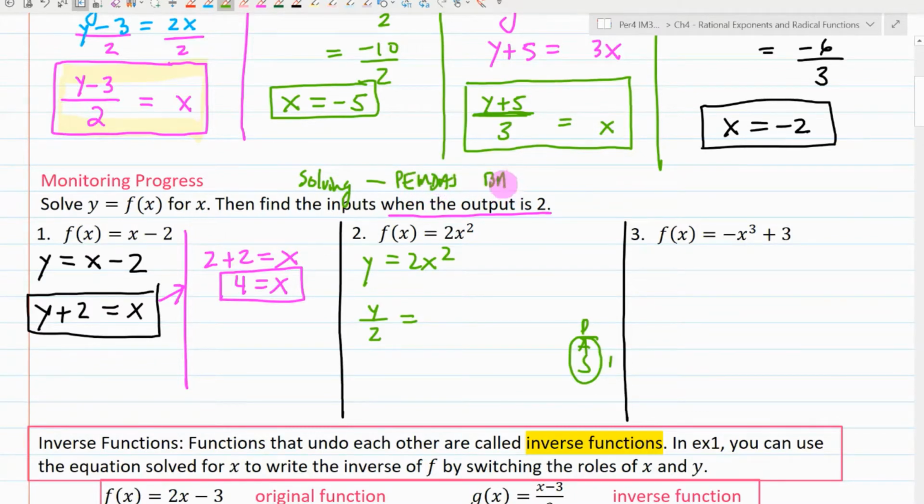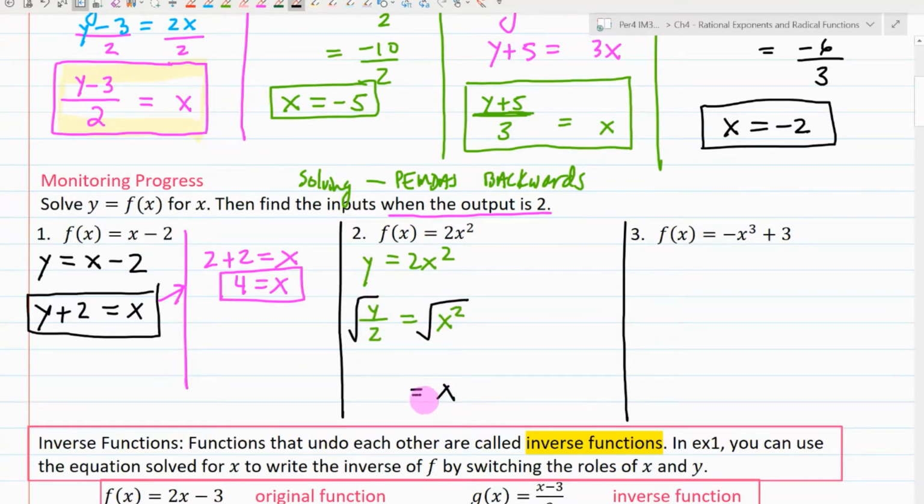PEMDAS backwards. All right, so there's no adding and subtracting here, so we have to do the division next. So we'll divide both sides by 2. And then we have to undo the exponent by taking the square root of both sides.